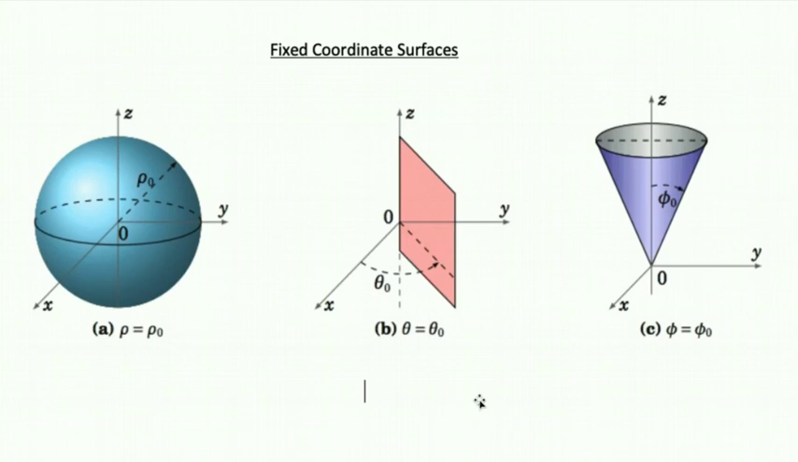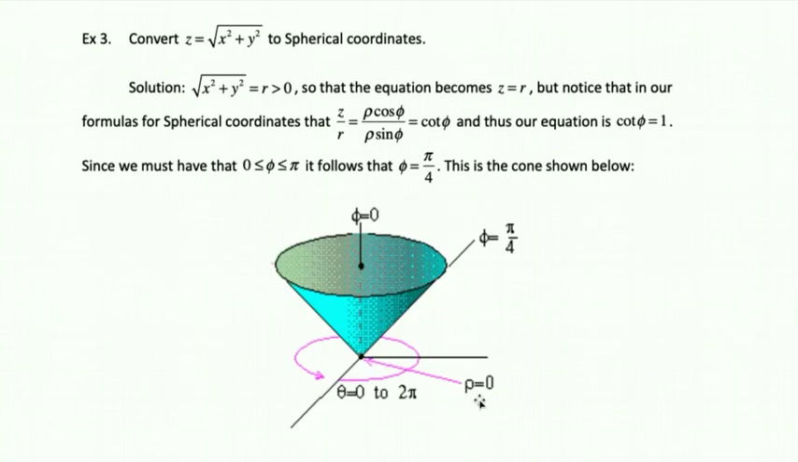And then finally, lastly, suppose that phi is fixed. Okay, so we've got a fixed angle there, phi naught. The set of all points in 3 space where phi naught is fixed would be what? Allowing, again, theta and rho to take on any values, we would actually get a cone, okay? A cone centered at the positive z-axis there, okay? So there we've got the fixed coordinate surfaces. Let's look at one last problem here.